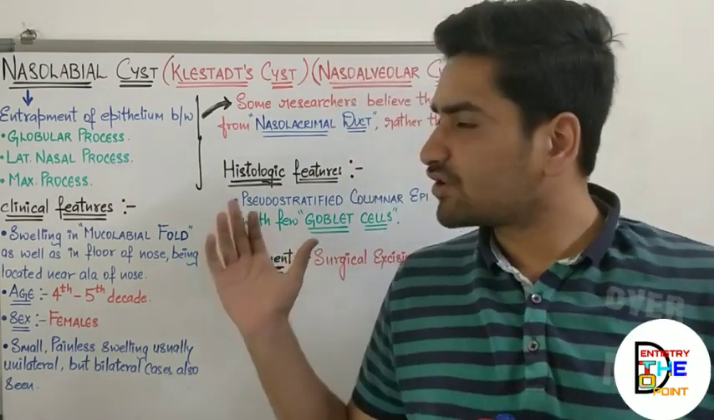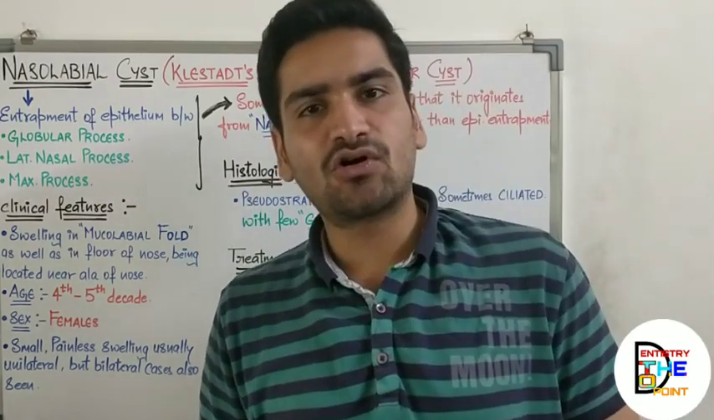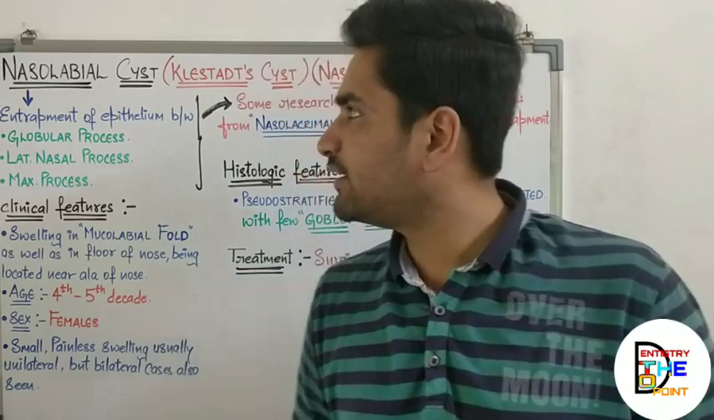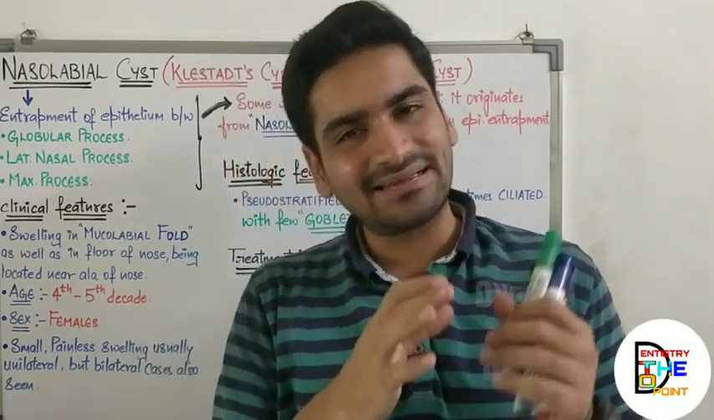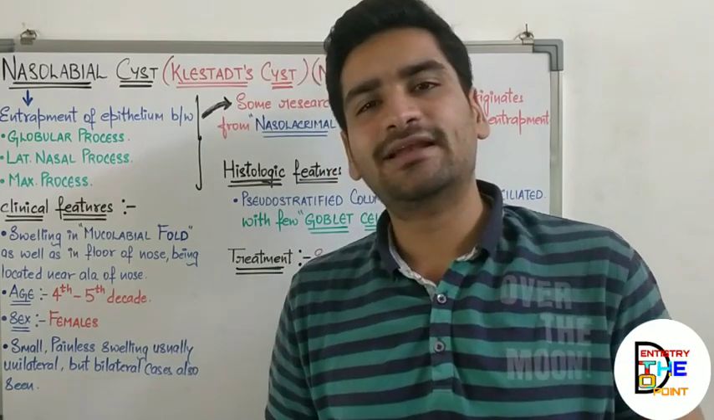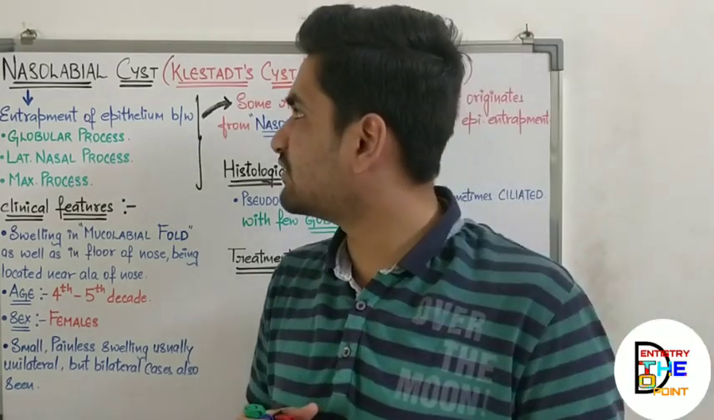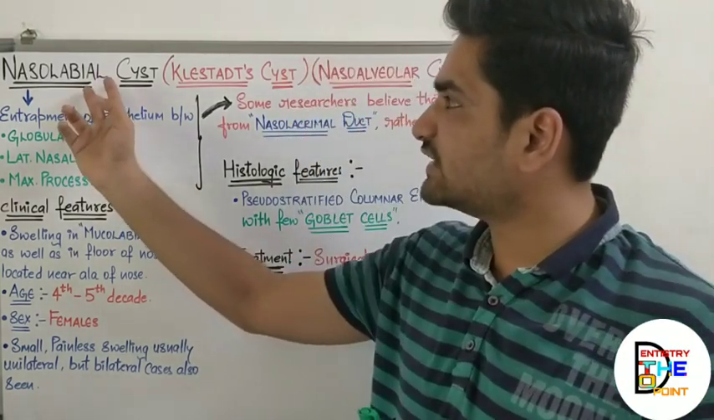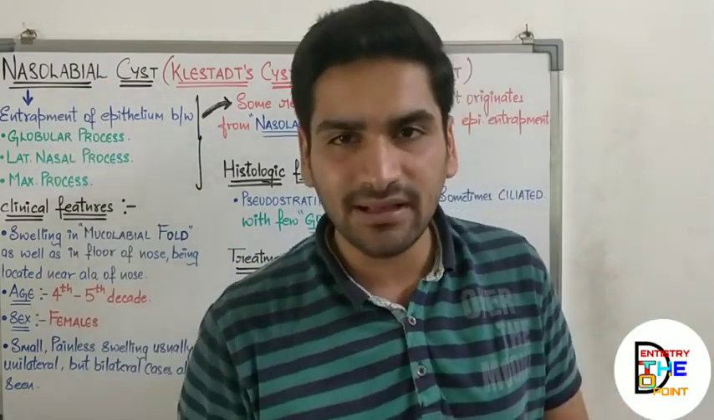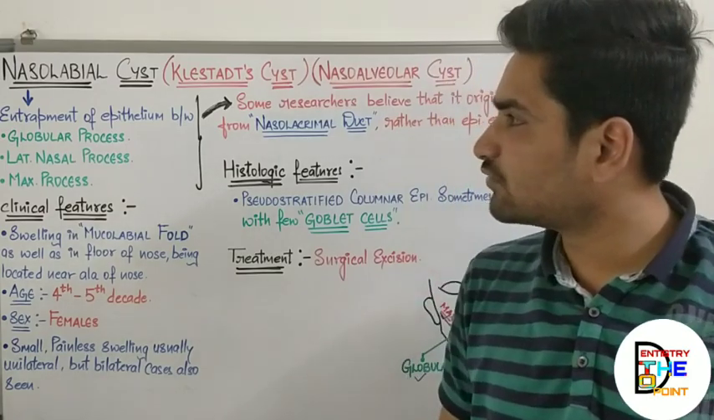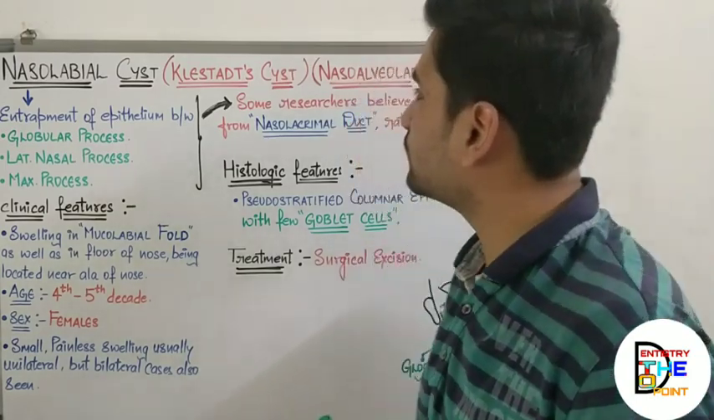So in this video we are going to study about the third non-odontogenic cyst of developmental origin, that is nasolabial cyst, or you can also call it as Klestadt cyst or nasoalveolar cyst. Now why is this name given? Because nasolabial cyst means its location is somewhere in the nasolabial region. We'll study about the location more in the further part of the video.